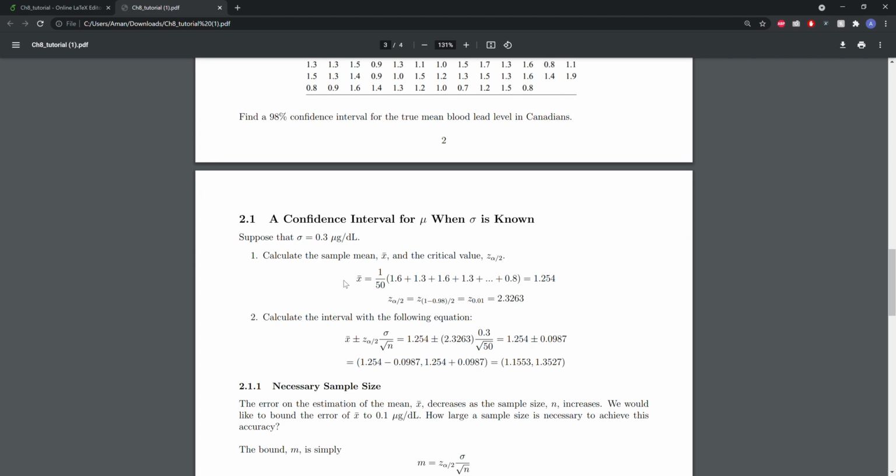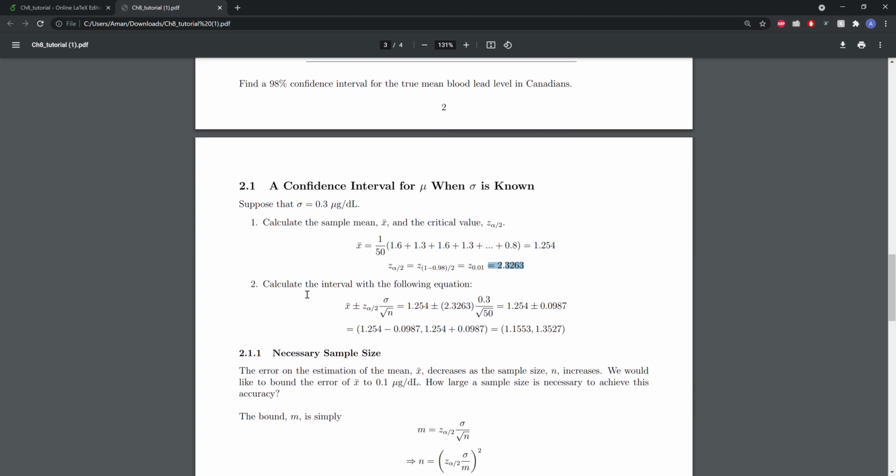The sample mean is calculated the regular way, and it's 1.254. The critical value with alpha equal to 0.02, because we're calculating the 98% confidence interval, is 2.3263, and this value you can either find using R or another piece of software, or even a table.